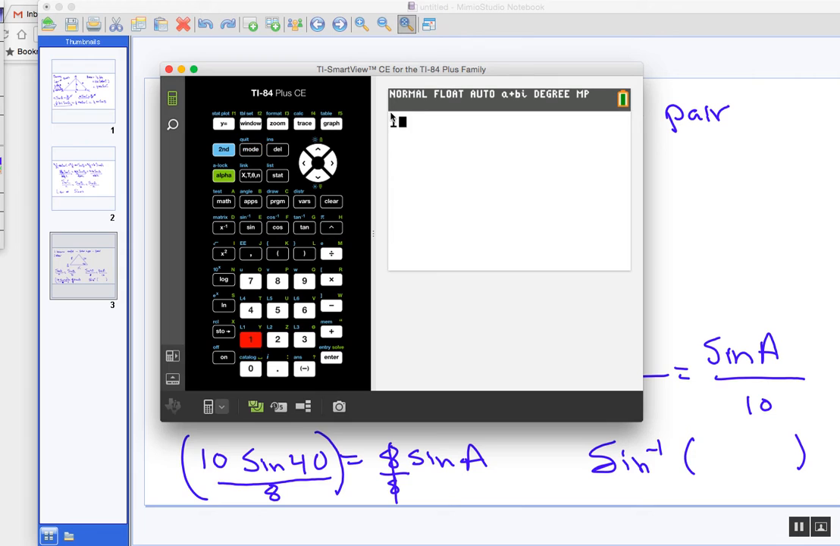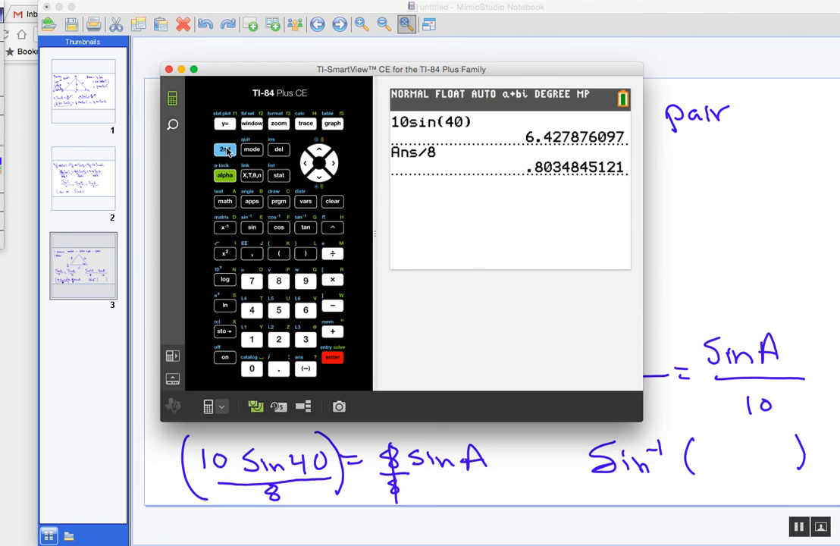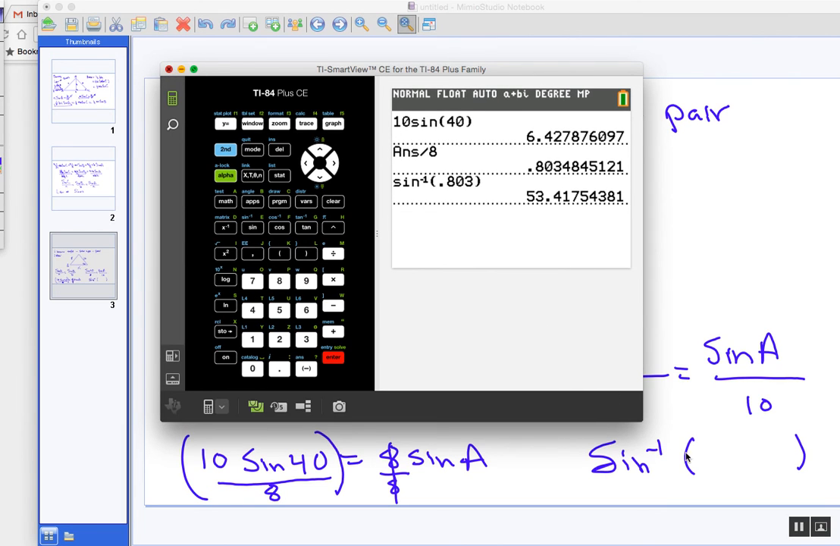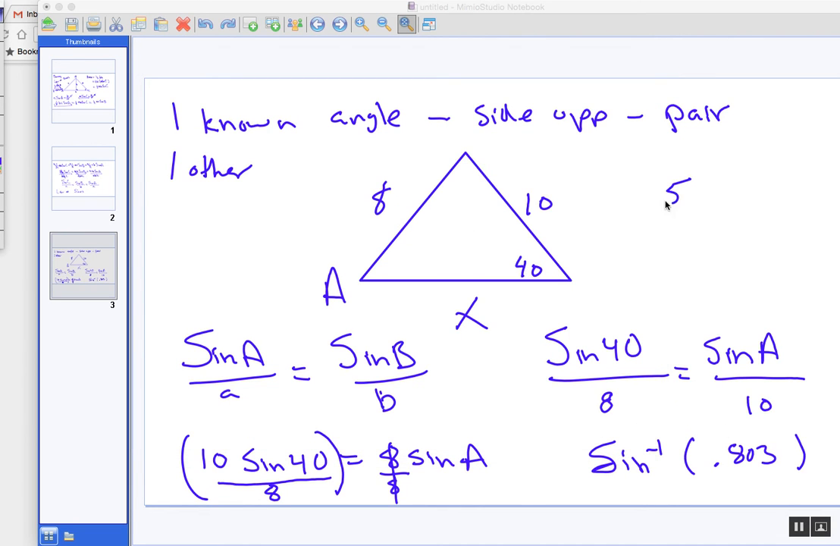So now I'm going to type that in, 10 times the sine of 40, close parentheses, get that answer, and then divide it by 8. Now I want the inverse sine of 0.803. So second sine, 0.803. And that's going to give me 53.4. So this was 0.803, and that gives me 53.4 as angle A.